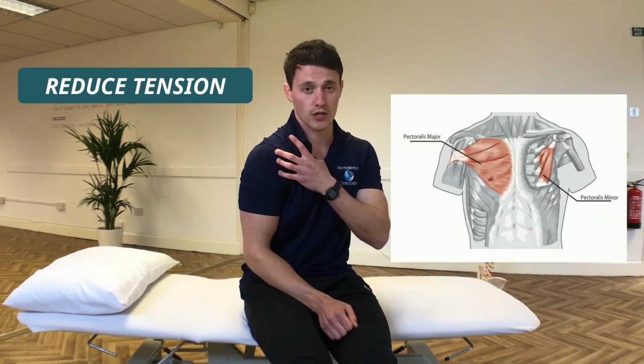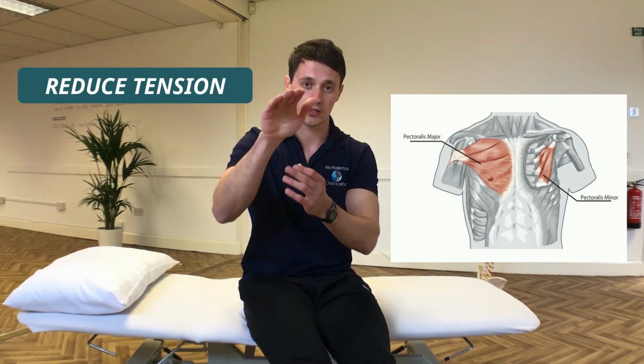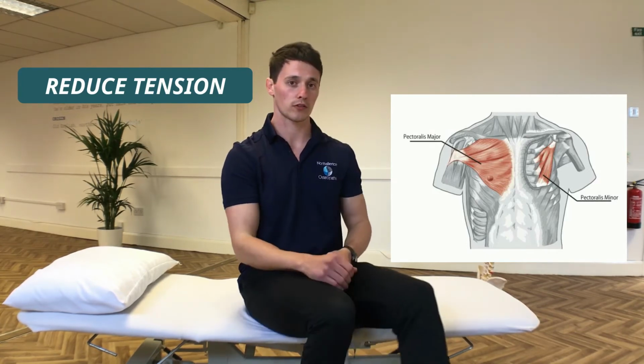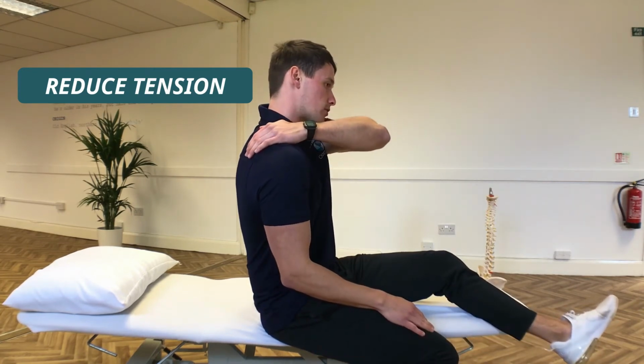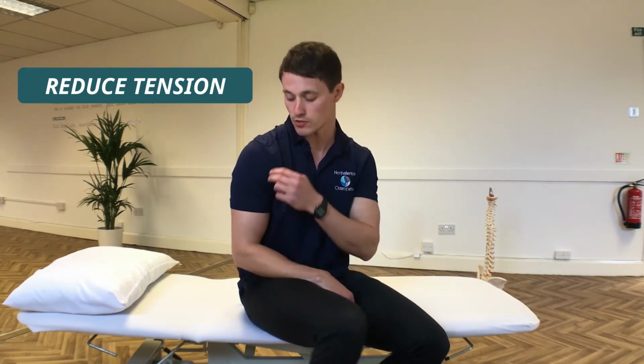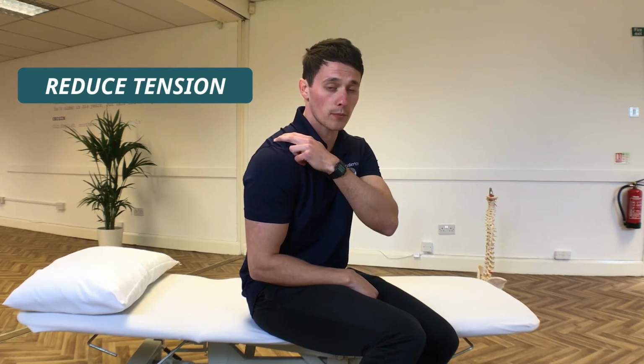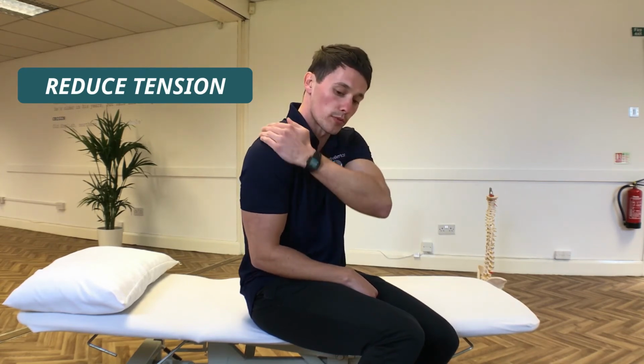We need to work on pec major, pec minor. So pec major internally rotates, the pec minor will cause an anterior nodding of the shoulder blade. So as the shoulder blade comes up and round, again it's going to increase the impingement through into there, just as the acromion is part of that scapular bone. So as it comes up and round, it's just going to impinge a little bit more.